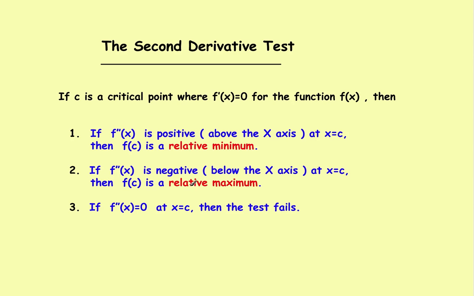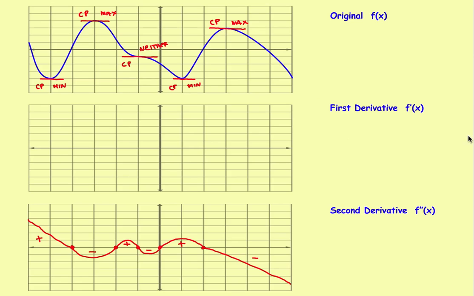Now let's take a look at the second condition. At a critical point, if the second derivative is negative, in other words, if the graph is below the x-axis, you're guaranteed to have a relative maximum there. So let's look at that one. So here is a relative maximum at a critical point. If you come straight down from that point to right here, the graph of the second derivative is negative. It's below the x-axis at that point. So if the graph of the second derivative is negative at a critical point, then you're guaranteed to have a maximum there.